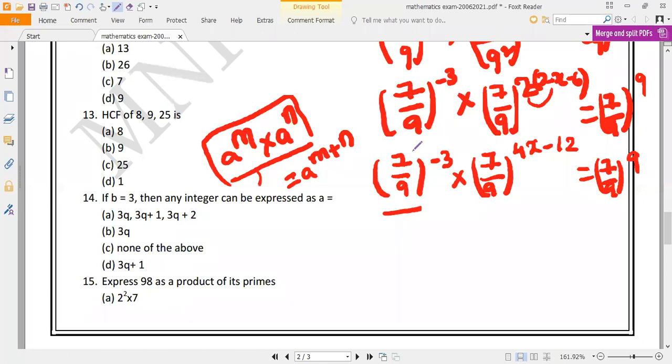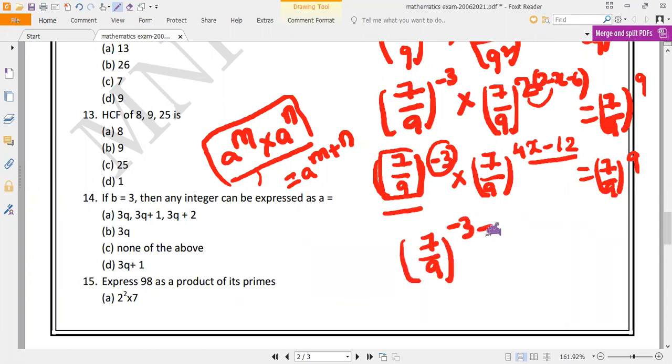See this. This is the a. 7 by 9 is our a. Minus 3 is our m. And 4x minus 12 is our n. So 7 by 9, add the powers. Minus 3 plus 4x minus 12 equal to 7 by 9 whole to the power 9.